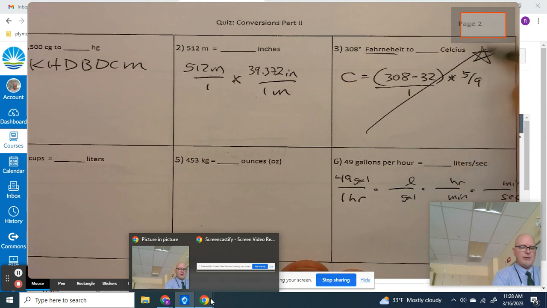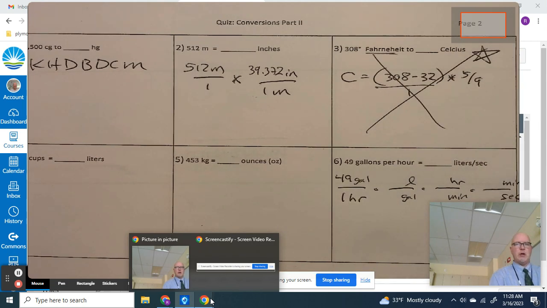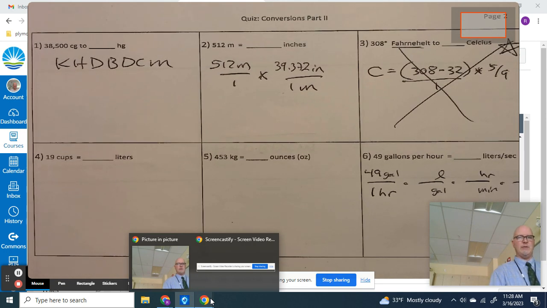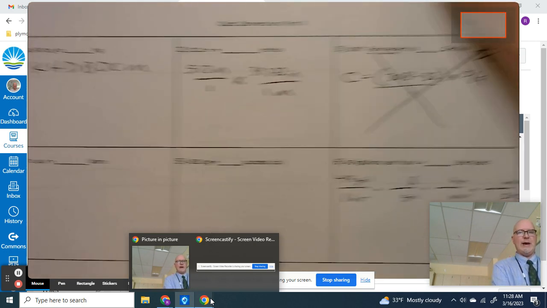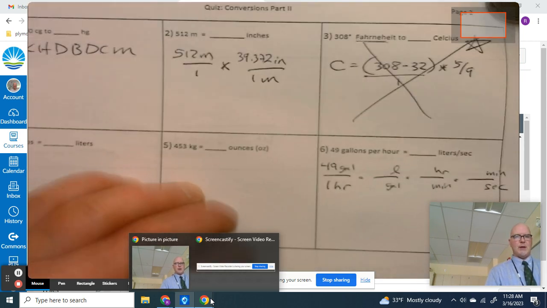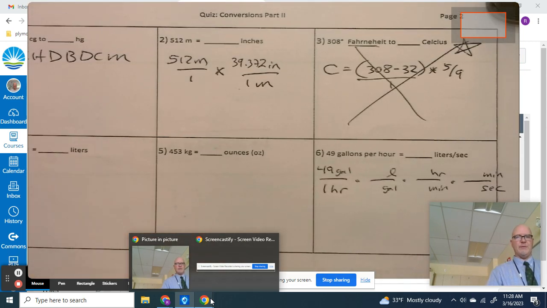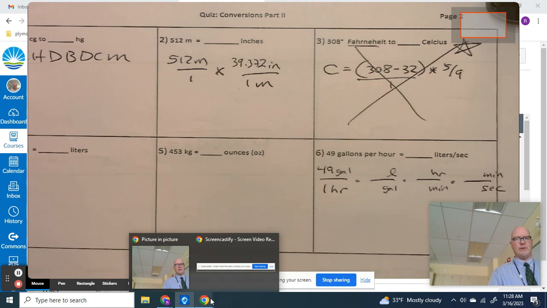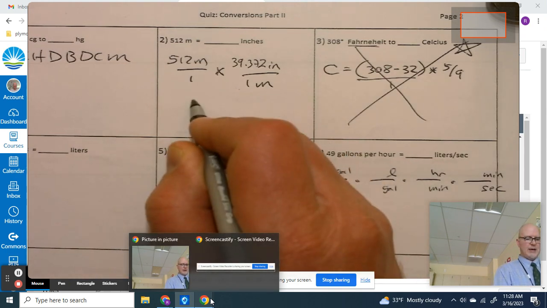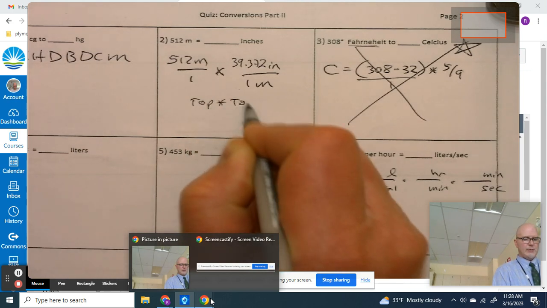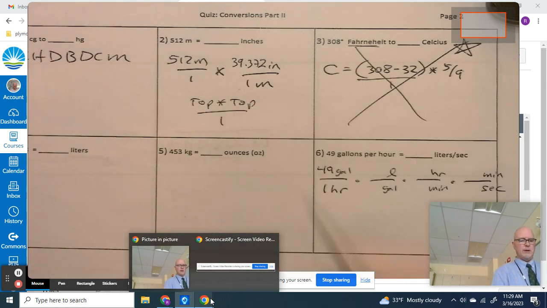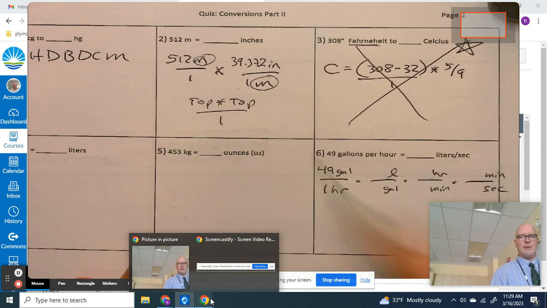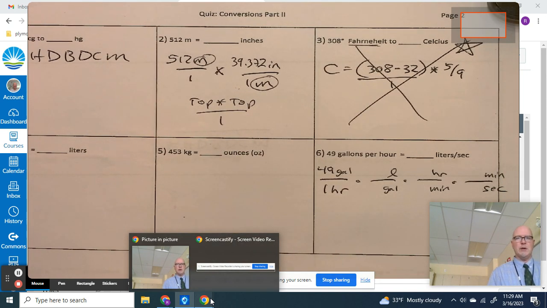So we're not going to be doing number 3, but right now we should all recognize that if I was trying to solve question number 2, which was again a question from a previous test, we would want to work on the fact that the 512 meters is going to go over 1. And then if I look at my fact sheet, it says that 39.372 inches is equal to 1 meter. And then we would just do the top times the top, and we would do the bottom times the bottom, which turns out to be 1. And if I circled meters and meters, I would be left with inches, which is what I'm looking for.